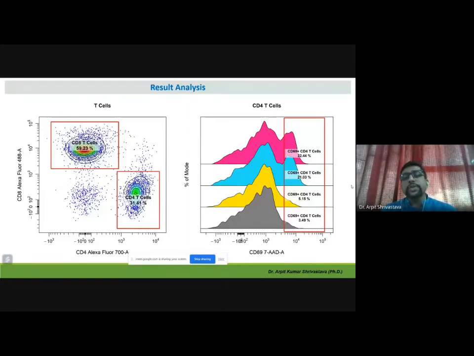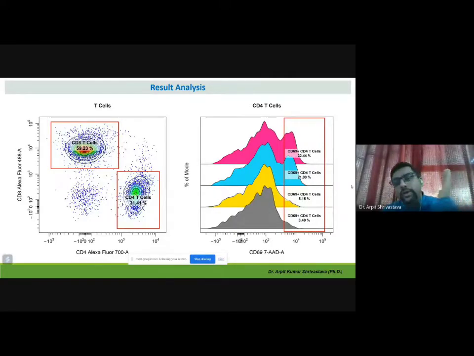Similarly, this is an actual experimental result, where one wants to see the T cell population, how many CD8 cells and how many CD4 cells are present. They have used different fluorescent dyes, for instance, and they found 59.23% CD8 T cells and 31.41% CD4 cells. So that's how you can quantify cells using flow cytometry, using different phenotypic characteristics to differentiate which cell population is CD4 or CD8.